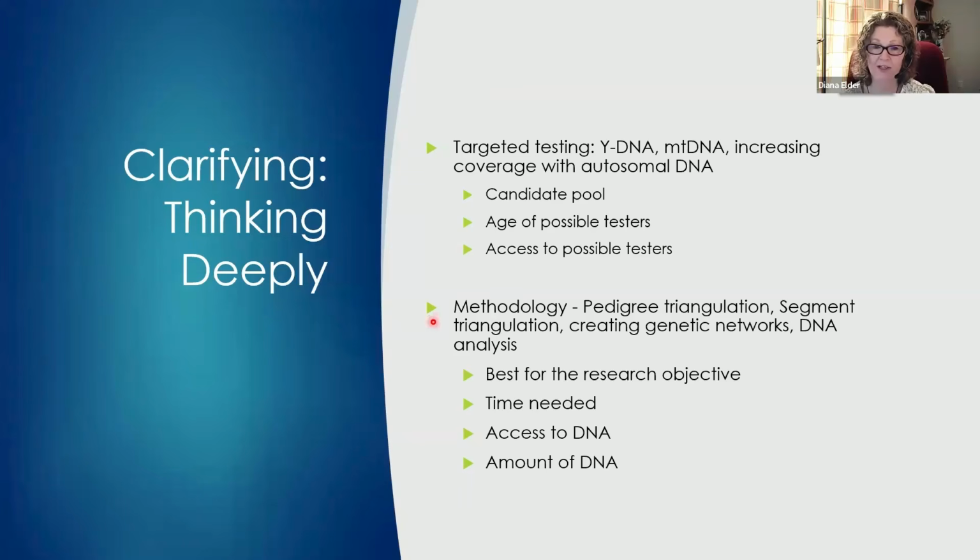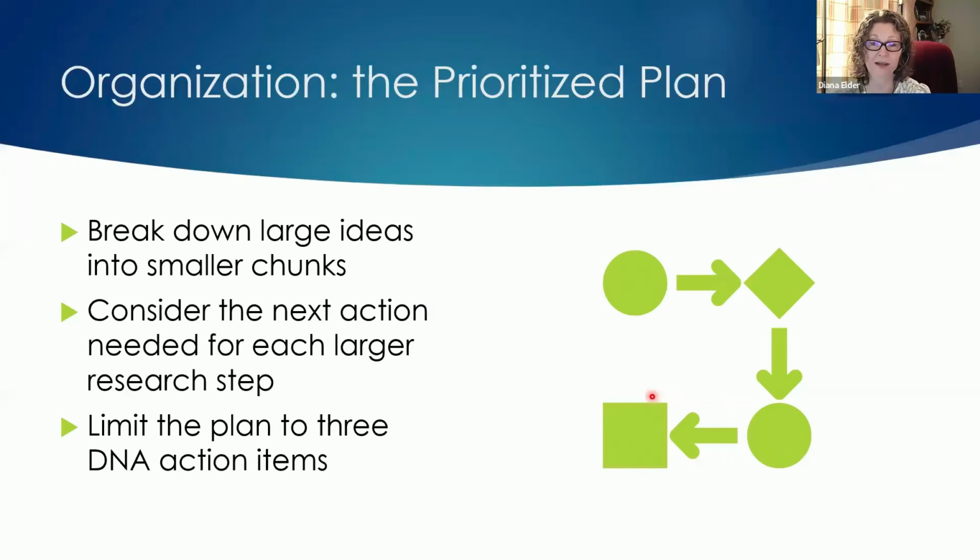And then methodology. So again, what's going to be best for the research objective? We don't need to do everything in one fell swoop. So we have pedigree triangulation, segment triangulation, genetic networks, DNA analysis. What do we want to do? And again, thinking of the time, the access to DNA, the amount of DNA, all of these things really carefully considered will help us to be more successful in our research planning and just in our DNA research in general.